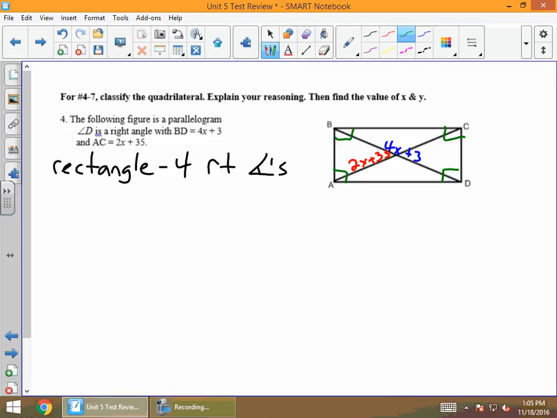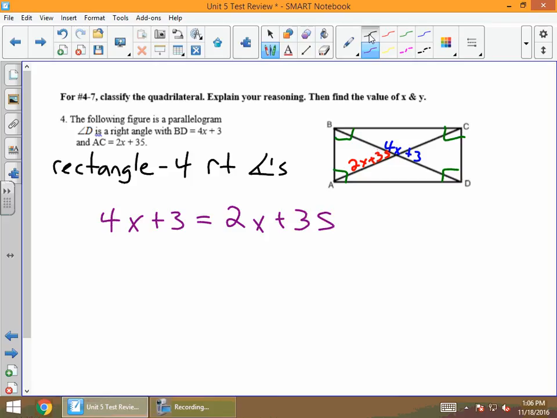So if I know I have that red one and that blue one up there, what equation could I set up with those if I know they are the same? Yes, Gary, question. You're right, set them equal. Why did it say find the value of x and y? Because there are other ones that have y on it. This one doesn't have a y, so once we find x, we're good. But the next couple have y's in them. All right, so we know that diagonals are congruent, so let's set them equal. So 4x plus 3 is equal to 2x plus 35.